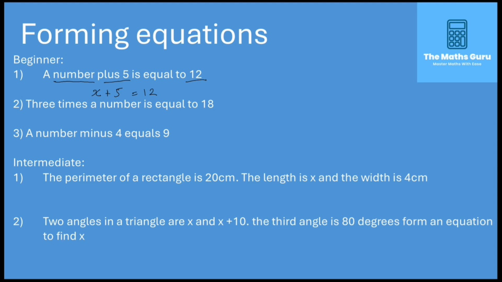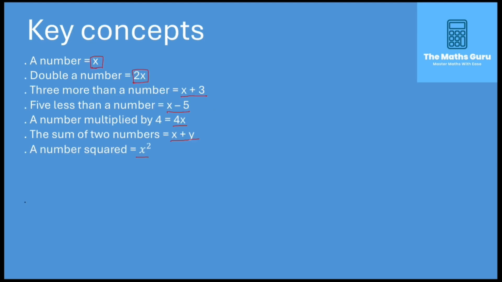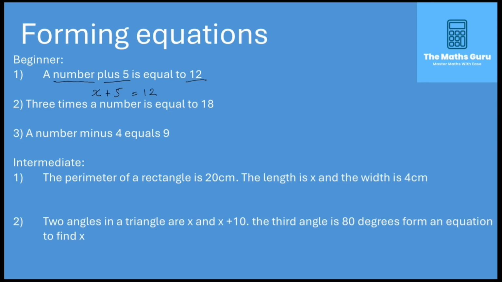Then we're asked to do 3 times a number is equal to 18. Going back to here, when we have double a number, you can also look at a number multiplied by another number. In this case, 3 times the number is a number multiplied by 3. So 3x is equal to 18. Number 3, a number minus 4 is equal to 9. So x minus 4 is equal to 9.